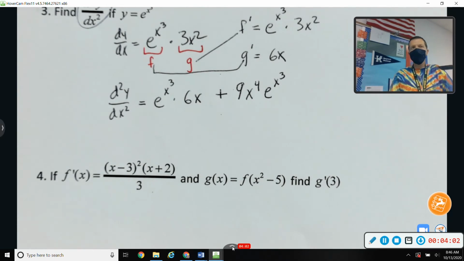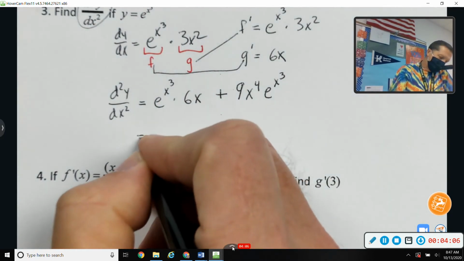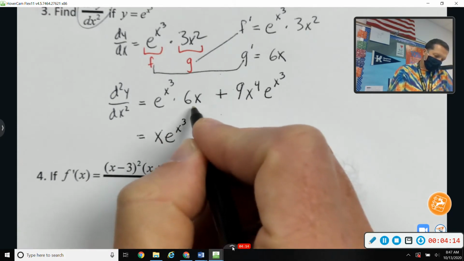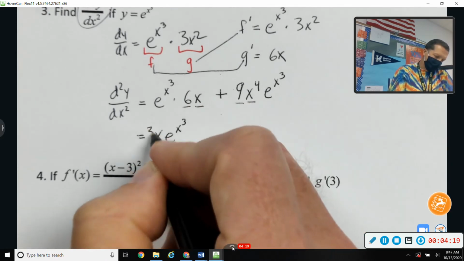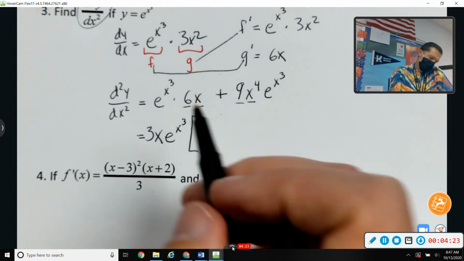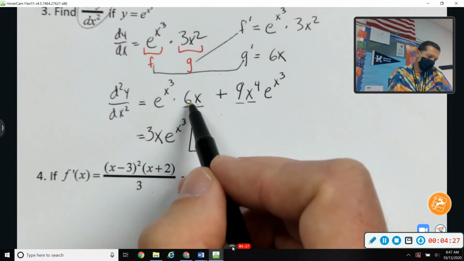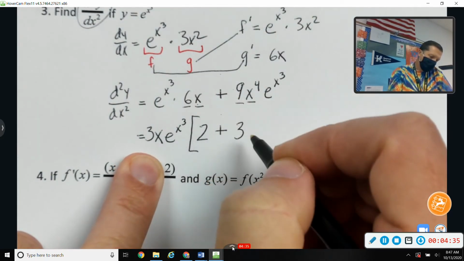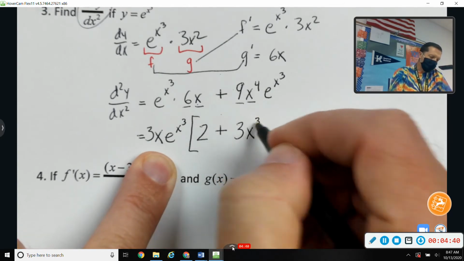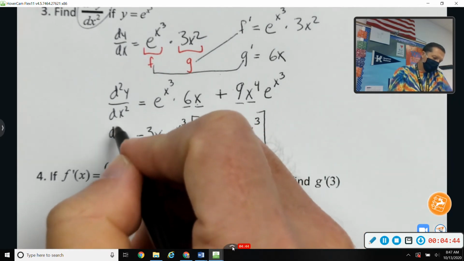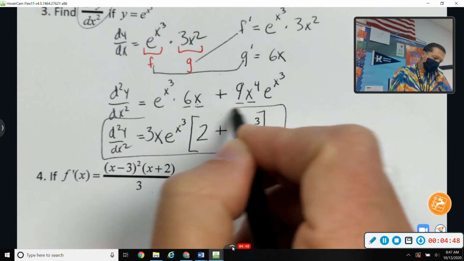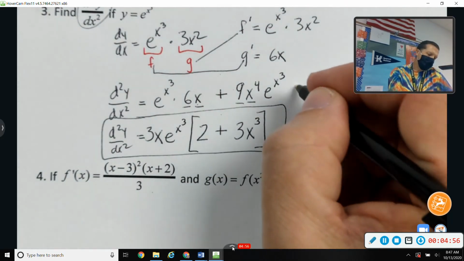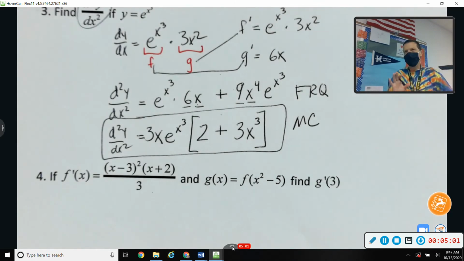Straightforward problem like that is probably a multiple choice question, which means they would do some simplifying. I could definitely take out an e to the x cubed. I could take out an x, and I could take out a 3. So let's see what that leaves us with. On the first term, I took the x, I took the e to the x cubed, divided by 3, that only left 2. The second term, 9 divided by 3 is 3. There were 4 x's, I took one of them, so that leaves x cubed. And we took the e to the x cubed. So there's the simplified answer, likely the multiple choice answer. Again, free response, this one would be fine, except that on most of the problems that are straightforward like that, it's multiple choice.